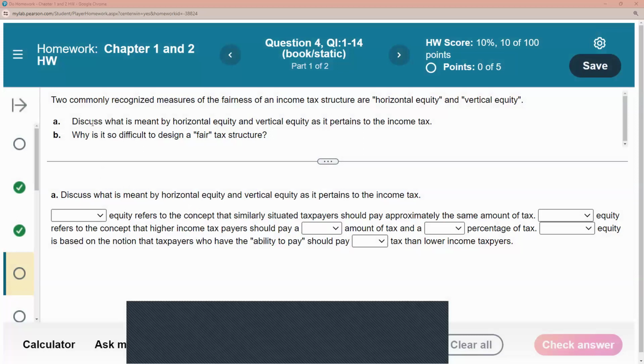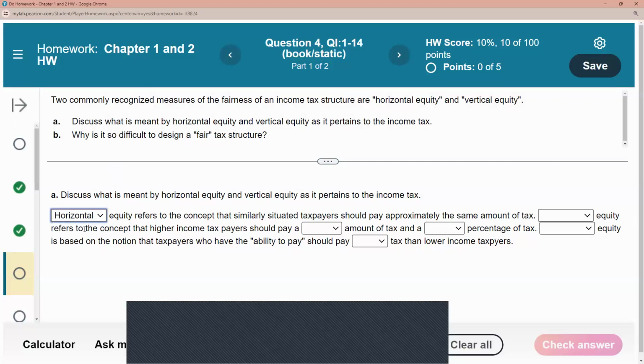So here it asks, discuss what is meant by horizontal equity and vertical equity as it pertains to the income tax. B, why is it so difficult to design a fair tax structure? So two commonly recognized measures of the fairness of an income tax structure are horizontal equity and vertical equity. So we have A and we have B. So blank equity refers to the concept that similarly situated taxpayers should pay approximately the same amount of tax. So we know this is horizontal equity.